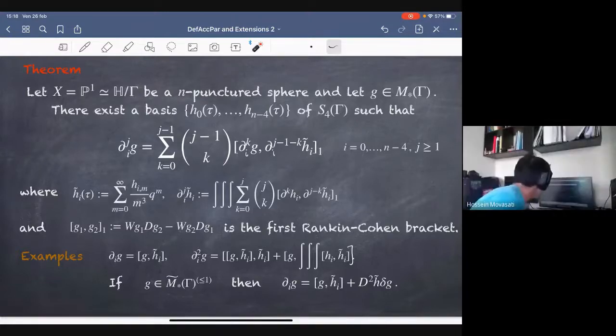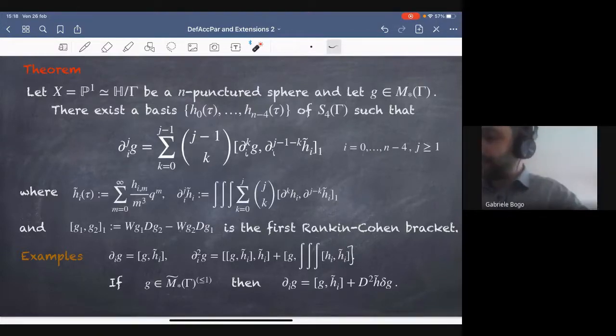Maybe one question. I forgot. If you integrate this, is the Eichler integral of a modular form still a modular form? So in general, if you have, as in this case, a cusp form, then you have the Eichler integral, which is defined in this way.